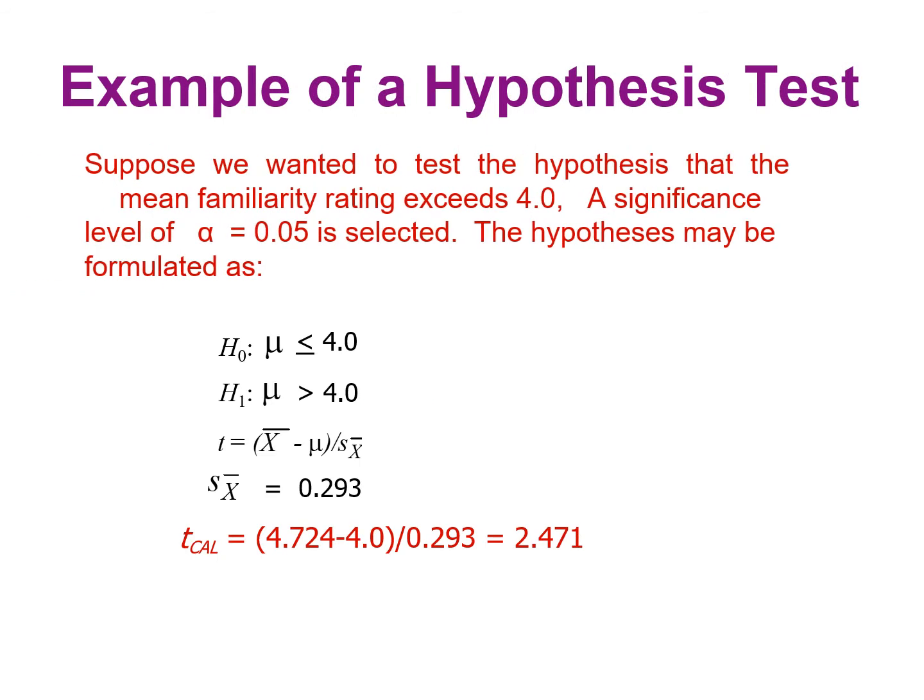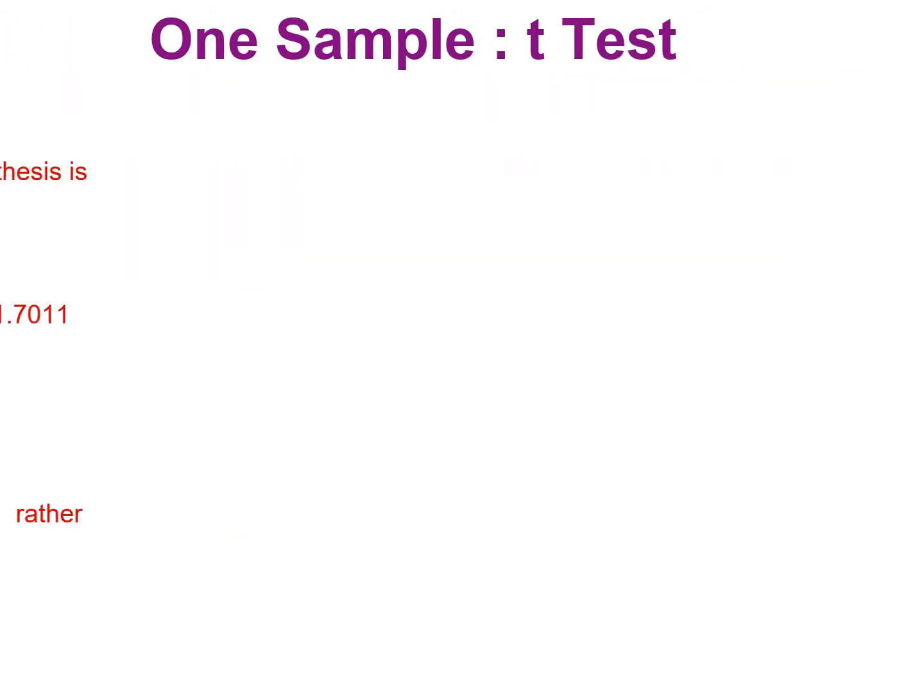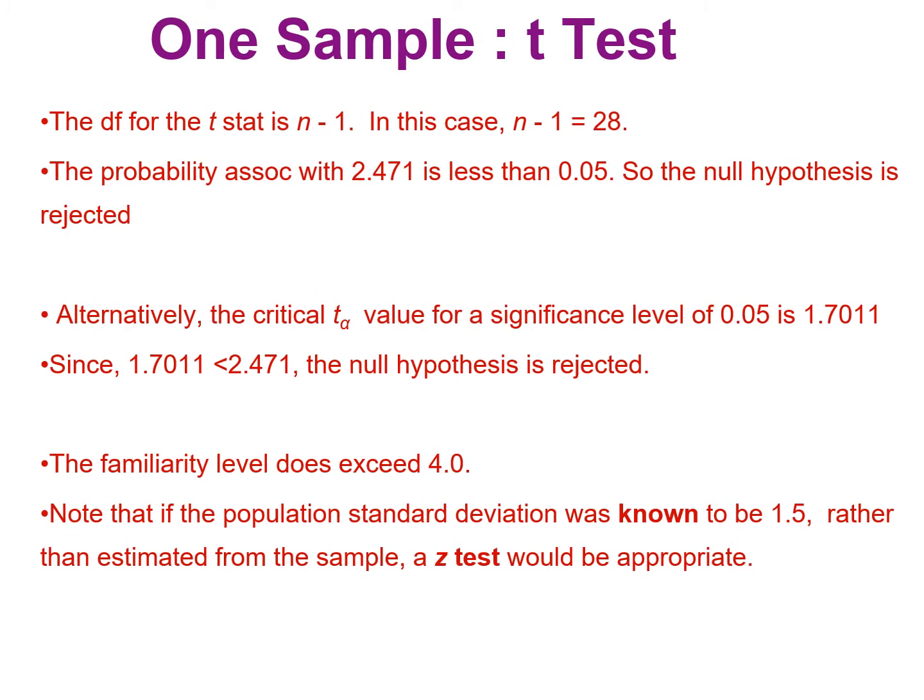Here is an example of hypothesis testing. We compare the mean value mu with the given value 4.0. Either this is less than or equal to 4.0, or greater than 4.0. Then first we will discuss the one sample t-test. For one sample t-test, the degree of freedom is n minus 1. Here in the example, n minus 1 is 28. Then the level of significance here is alpha 5%. Then the critical value is given for this.